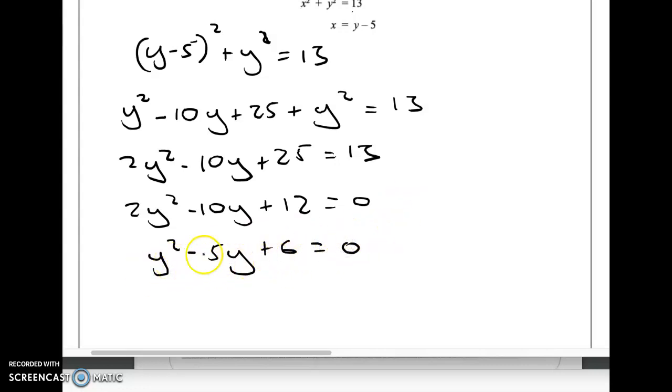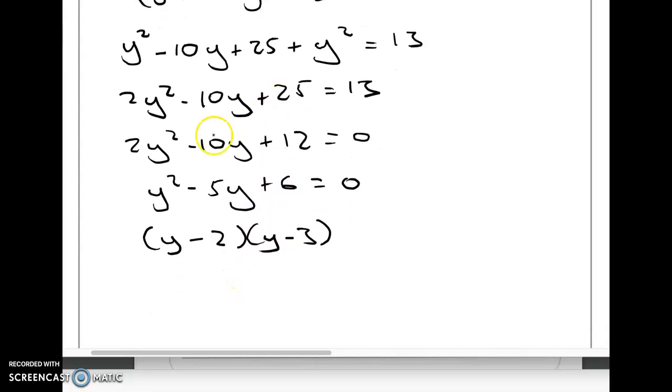Now, we've just got a quadratic here, so if we get our brackets, we're going to get y and y for y squared. What two numbers multiply together to make 6, add together to make minus 5? That's going to be 2 and 3. Now, it's going to be minus 2 and minus 3, because together they will add to make minus 5, and then we'll multiply to make positive 6. Negative and a negative make a positive.